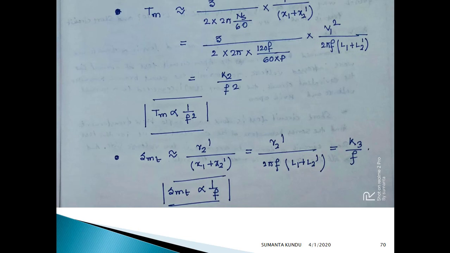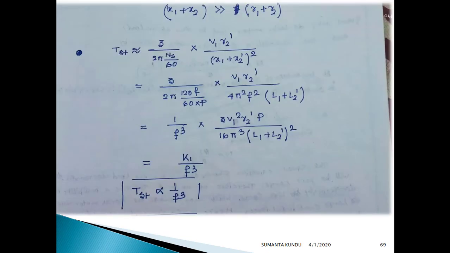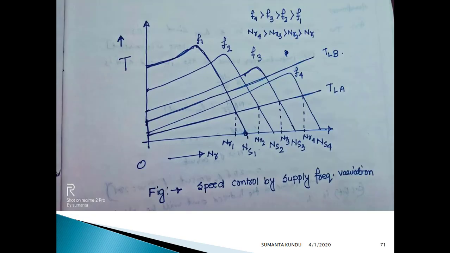Due to this effect at higher frequency, the developed torque, the starting torque and the maximum torque all reduce by a substantial amount, and it may so happen that at higher frequency the starting torque is such a low value that it cannot meet the requirement of the load torque. So the motor will start stalling.